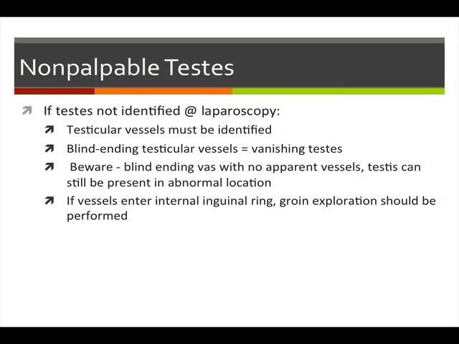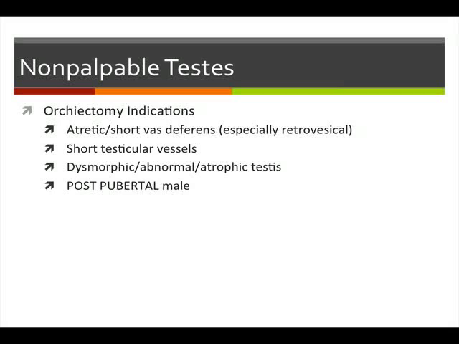So again, for non-palpable testes now. If the testicles are not identified at time of laparoscopy, you should look around and see if you can find any testicular vessels. If you have a blind ending testicular vessel, that suggests this was a vanishing testes. If you see a blind ending vas, though, the testes can still be present somewhere else. And if you see vessels entering into the internal ring, you should do a groin exploration to see what is there.